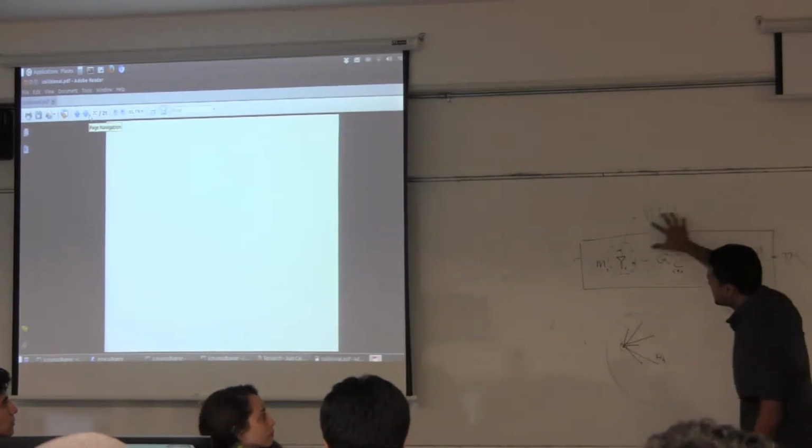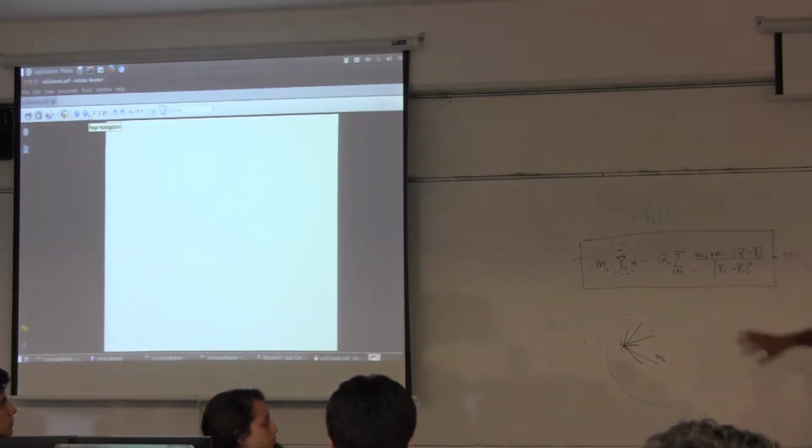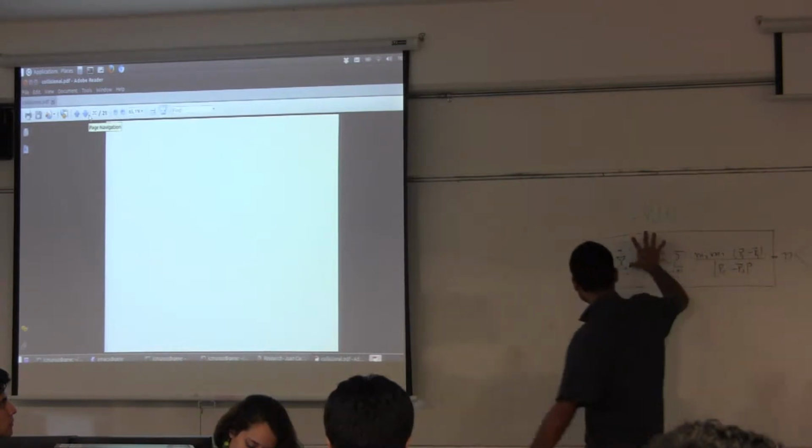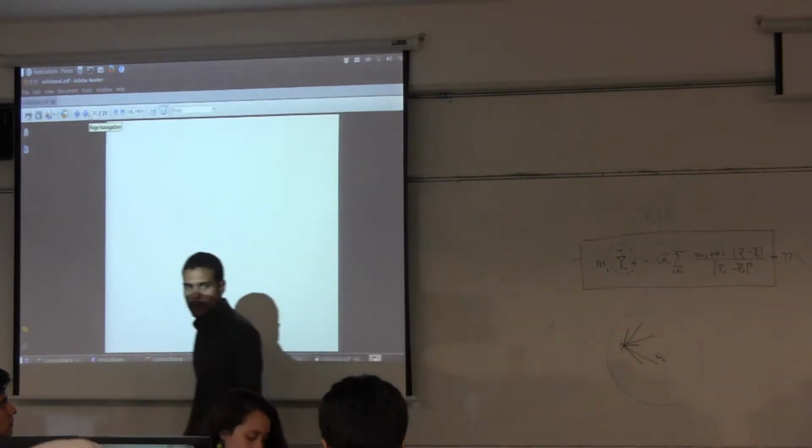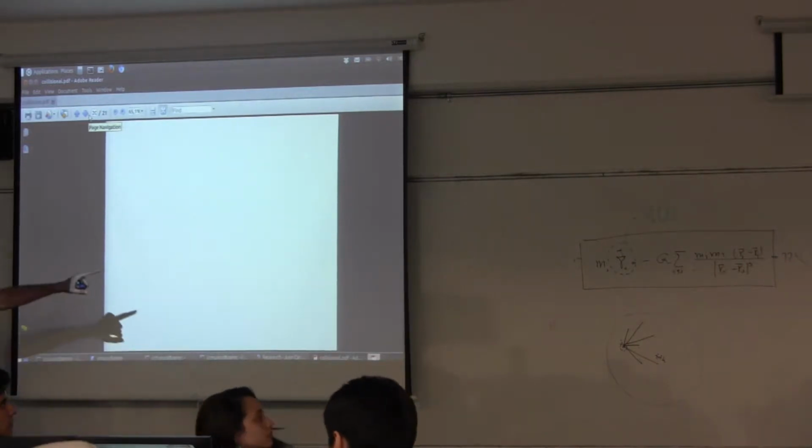How can we solve this thing? This is quite a messy thing. The problem is that the way this equation is written here is in a vectorial way. That's actually 6 equations.